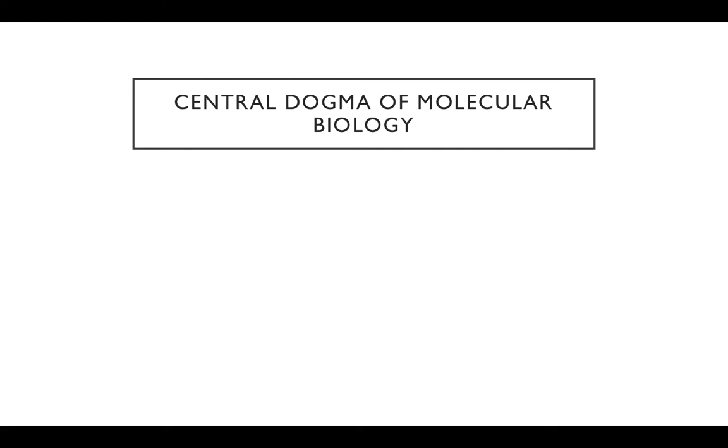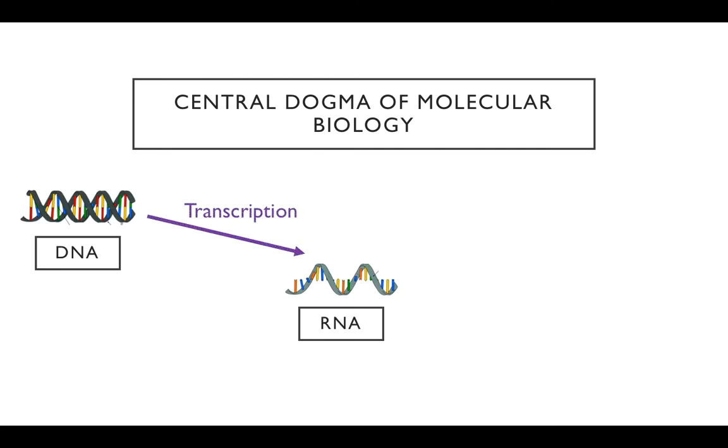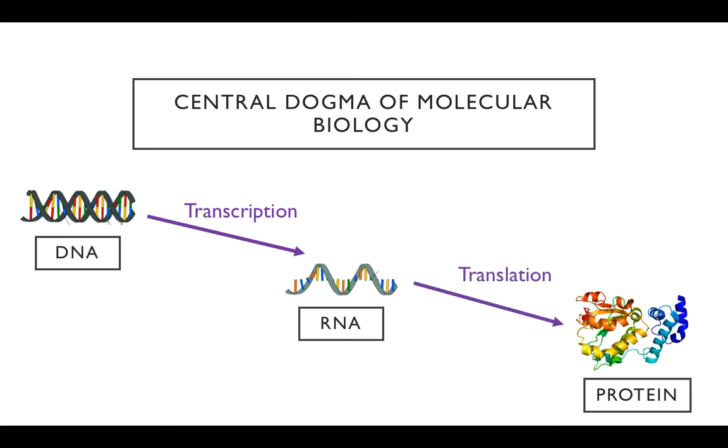To get started, I first need to explain the central dogma of molecular biology. This is the concept that DNA is transcribed into RNA, which is then translated into protein. DNA carries genetic code, but proteins are the working units that carry out important functions inside cells.